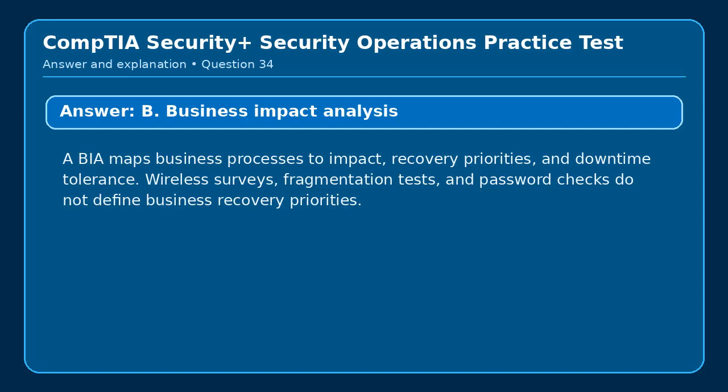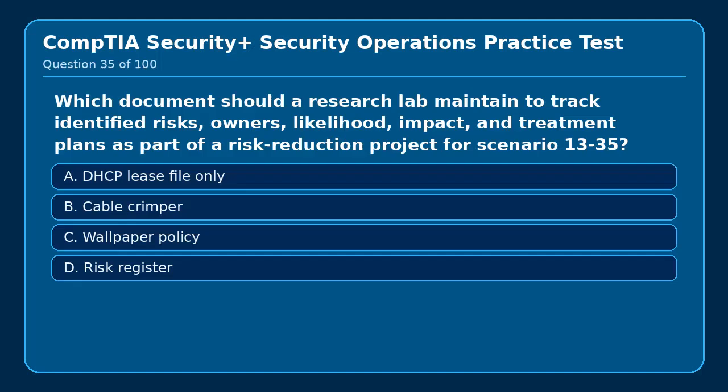Question 36. Which risk strategy is used when an insurance firm buys cyber insurance for certain financial losses before the production rollout for scenario 13 to 36? A. Risk acceptance only. B. Risk transference. C. Risk ignoring. D. Risk avoidance by deleting all systems. Take a moment to choose your answer. The answer is B. Risk transference.